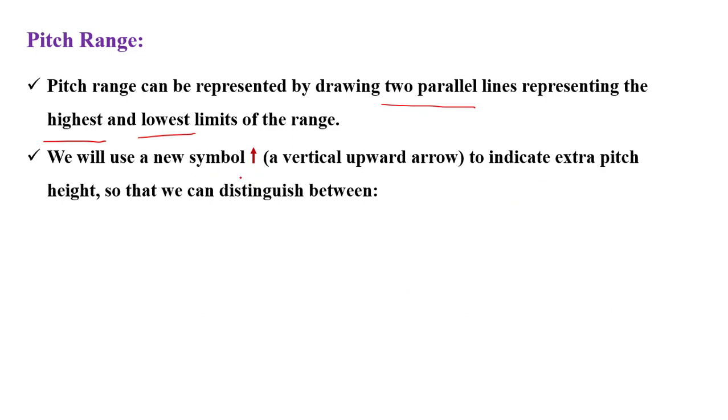We will use a new symbol, a vertical upward arrow, to indicate extra pitch height, so that we can distinguish between, as we said, a normal unemphatic yes and a strong emphatic yes.